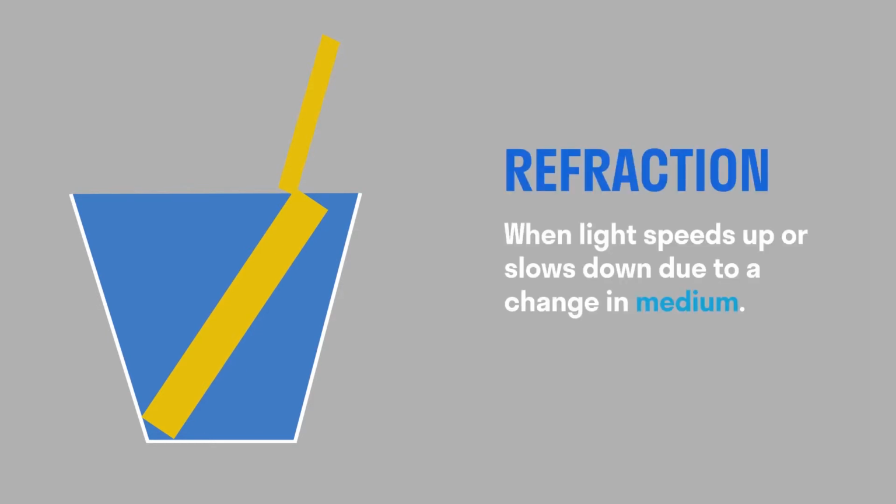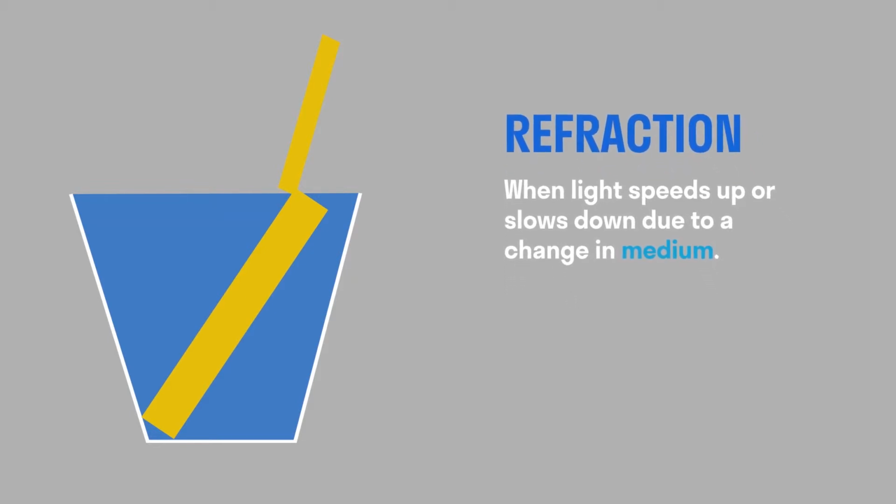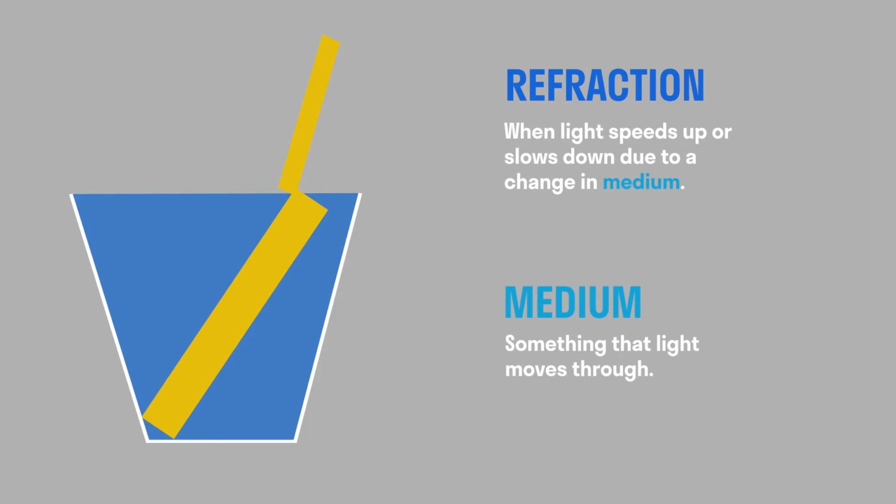Have you ever wondered why a pencil appears to be bent at the surface of water when submerged? This is because of a concept called refraction. Refraction is when light speeds up or slows down due to a change in medium. So what is a medium? A medium is something that light moves through. In this example, air is the first medium and water is the second medium. Light moves slower in water, so it bends. This is why the pencil looks different inside of the water than outside.